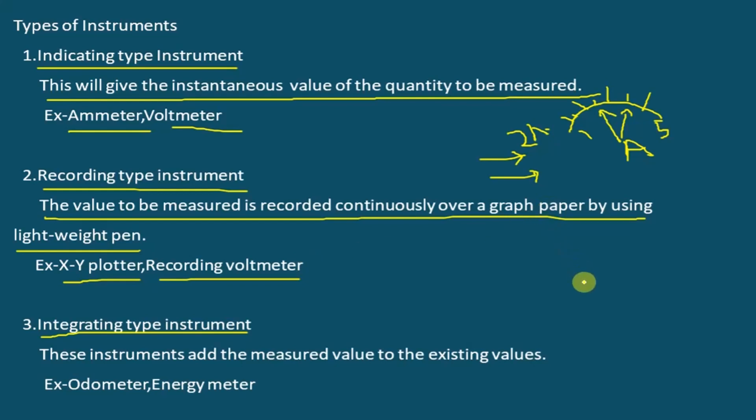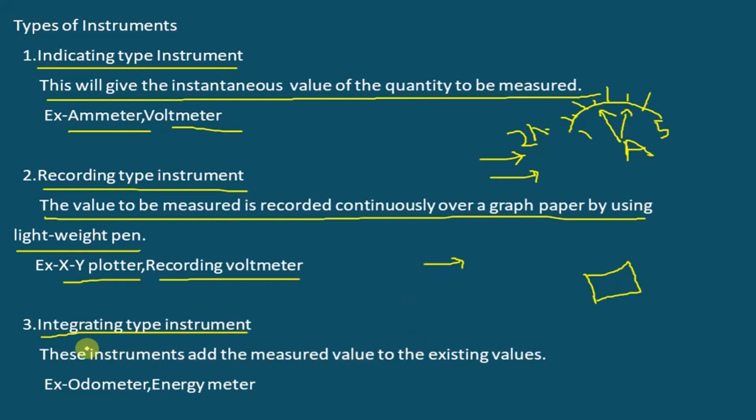Let's suppose this is a recording voltmeter type instrument, and the voltage input to the measuring instrument is changing continuously. Suppose you give first 2 volt, then 5 volt, then 6 volt, again 2 volt. All of those values will be recorded in that voltmeter. It also shows the values with respect to time. So this is called the recording type of instrument.